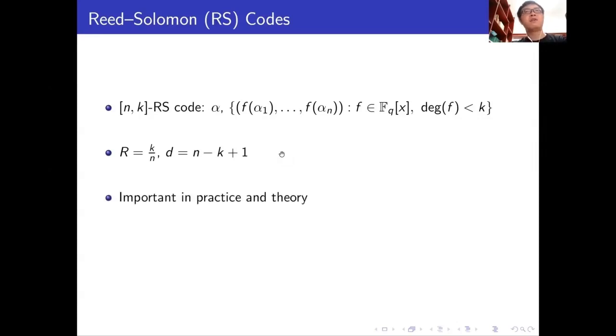RS codes are important in both practice and theory. On one hand, they have many applications in data transmission, broadcast systems, and modern storage systems. On the other hand, they are an important research object in both coding theory and theoretical computer science. Later, we will introduce the fundamental limits to list decoding RS codes.